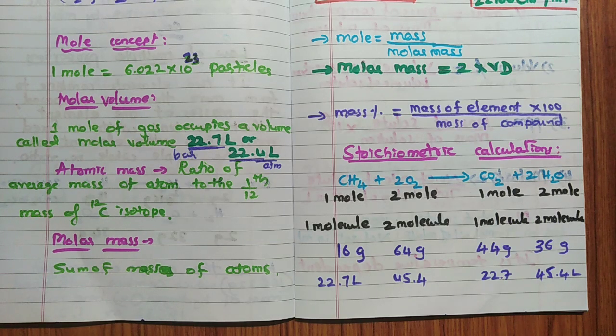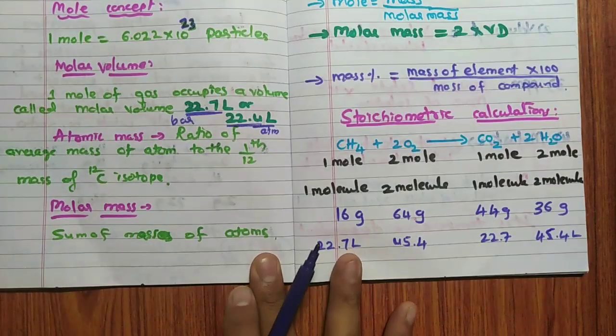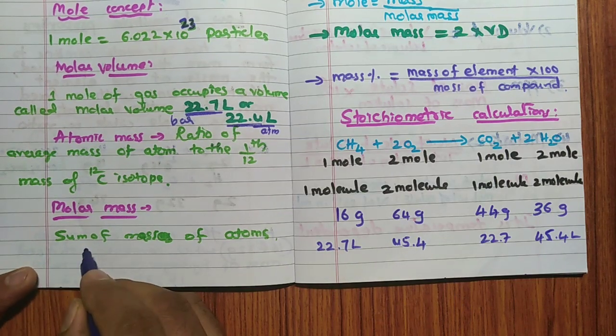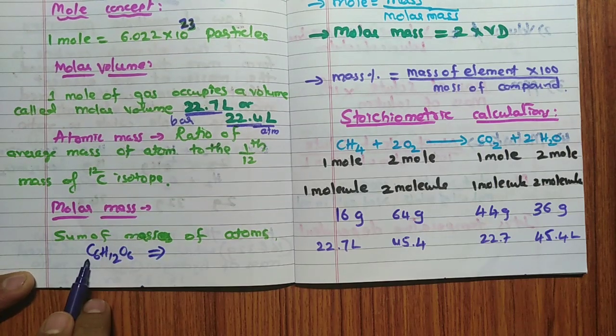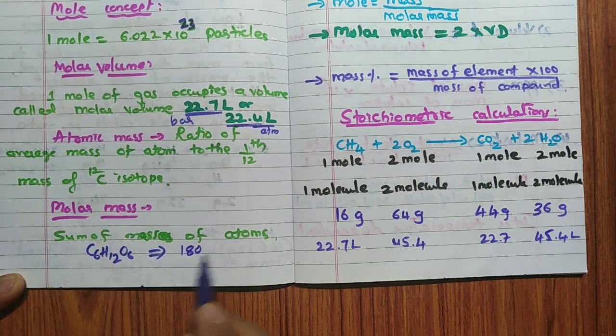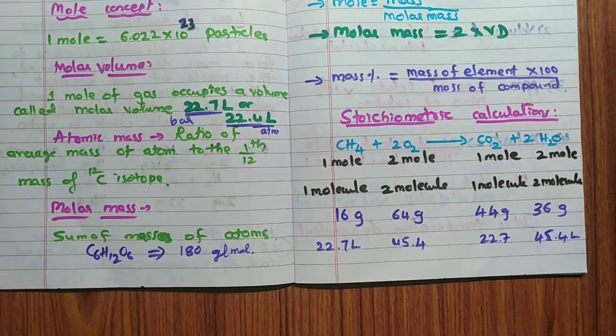Then atomic mass. We know that atomic mass is the ratio of the average mass of an atom to 1/12th the mass of carbon-12 isotope. First they calculated in terms of hydrogen, then oxygen, then carbon. Now we are following the carbon-12 isotope weight. It is a relative mass, remember. Then molar mass is nothing but the sum of masses of the atoms. For example, if C6H12O6 is given, then carbon is 12 times 6, hydrogen is 1, oxygen is 16. When you calculate, you will get 180 grams per mole, the unit for molar mass, or atomic mass unit also you can tell. That is about molar mass.